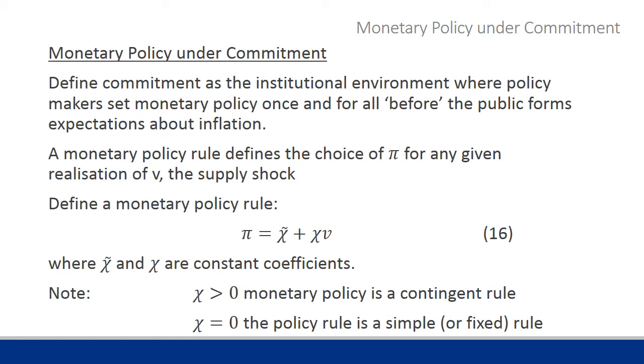If phi is greater than 0, the monetary policy rule is a contingent rule. In other words, it can react to a supply shock. It may be that the policymaker does not want to react to any supply shocks and strictly wants to control inflation. However, there is some contingency here. If phi is equal to 0, we just have a fixed or simple rule where there is no contingency for supply shocks.